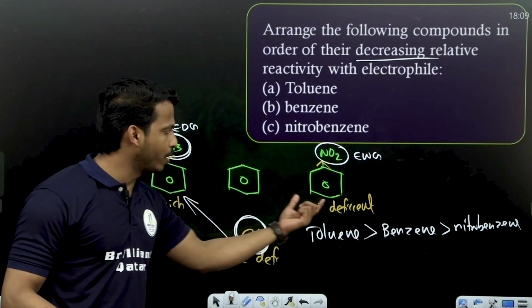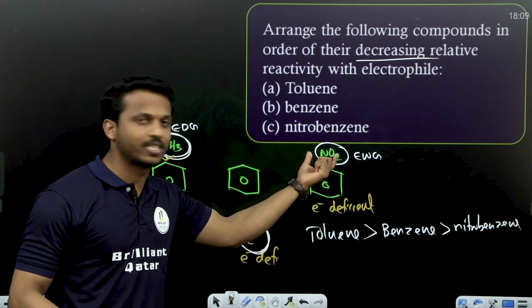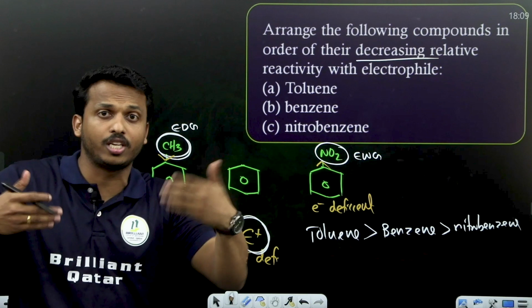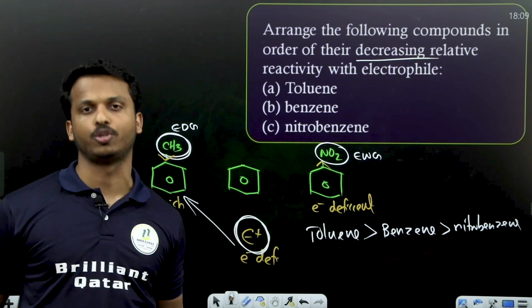Why does benzene come in the middle? Because this is the least one, because there is an electron withdrawing group. So basically electron donating group or activating group for electrophilic substitution.